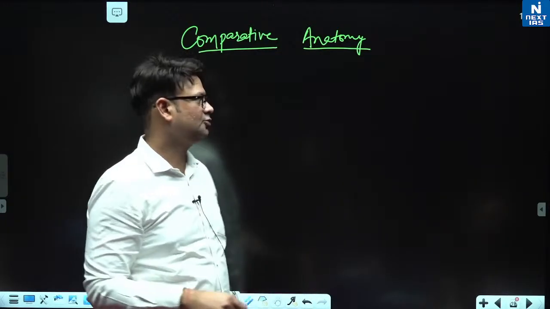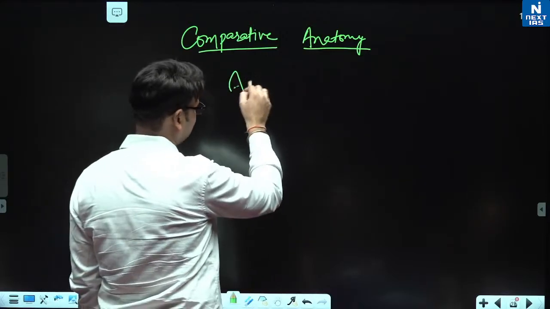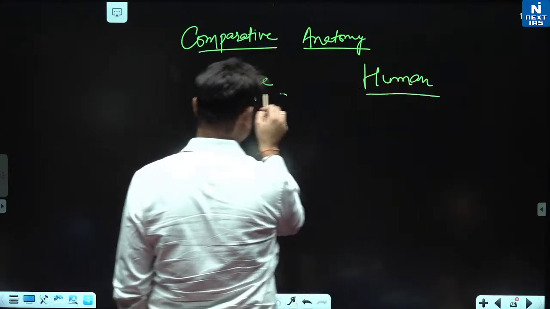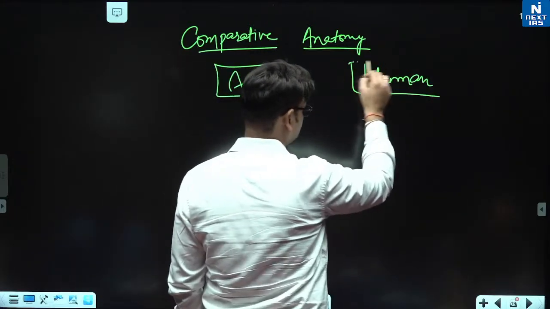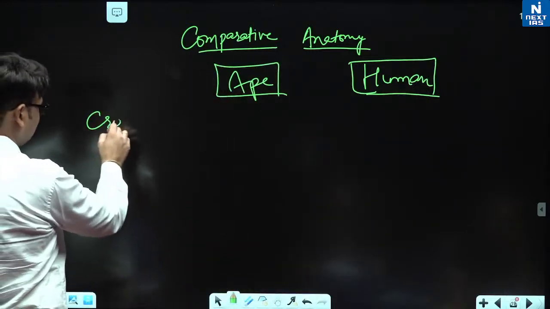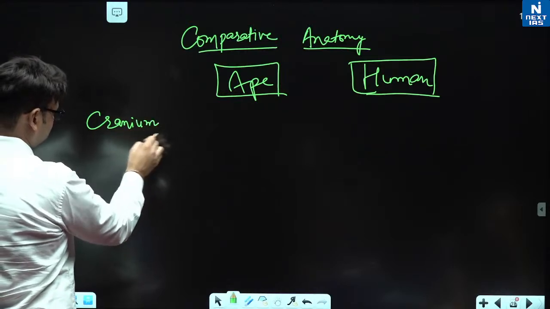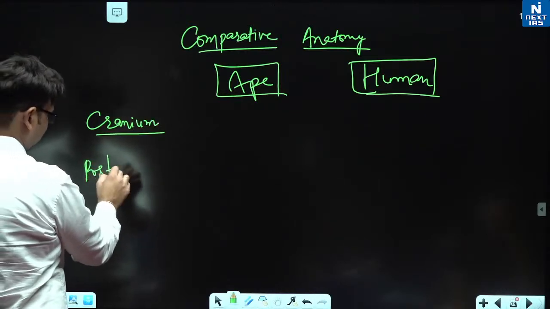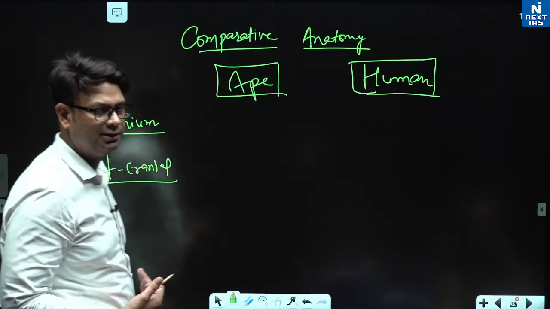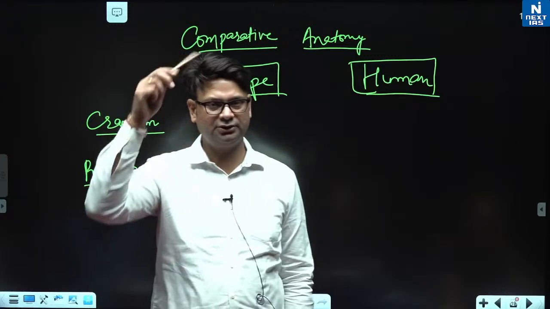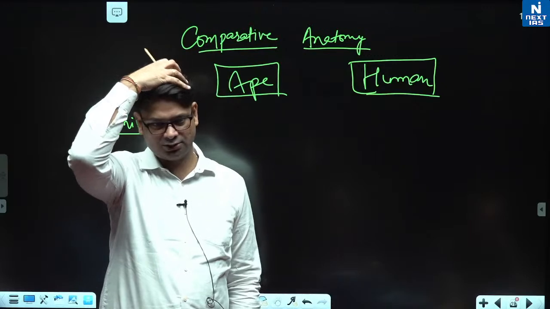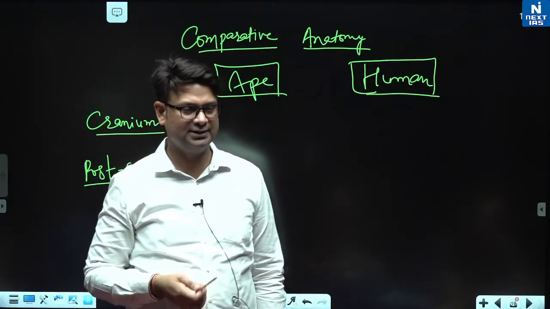ठीक है, so if you are asked to differentiate between ape and human, so just think about the differences in the cranium and postcranial differences. ठीक है, cranial and postcranial. So in cranium you start with the top of the head, sagittal crest, right? Then size or the volume of the brain and skull.